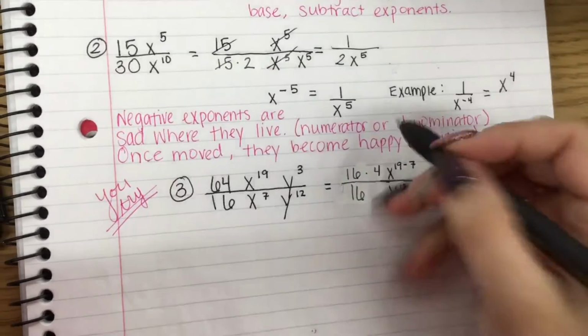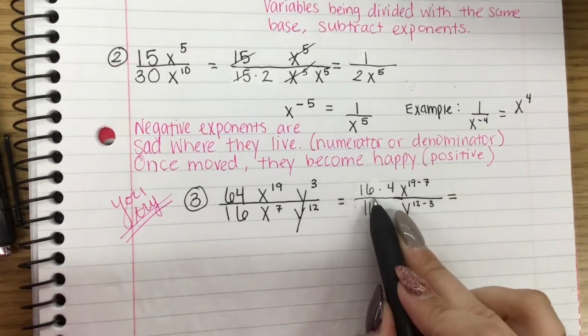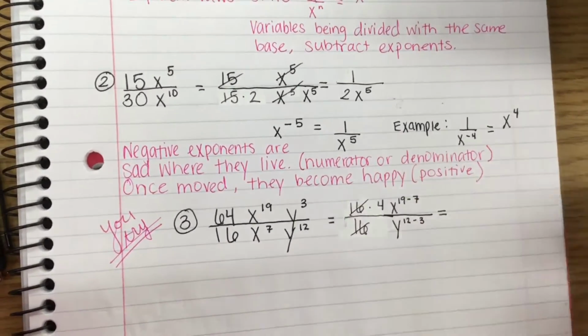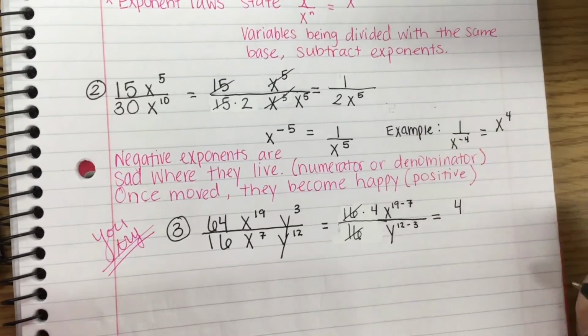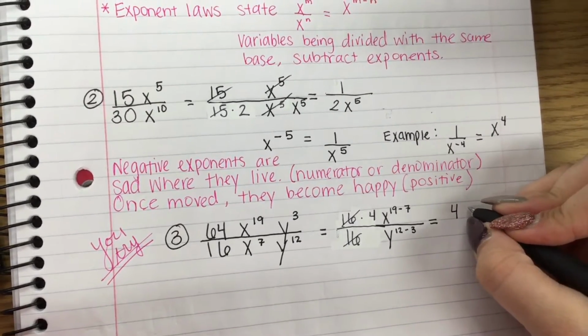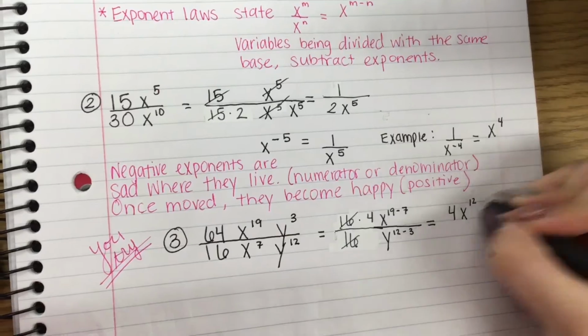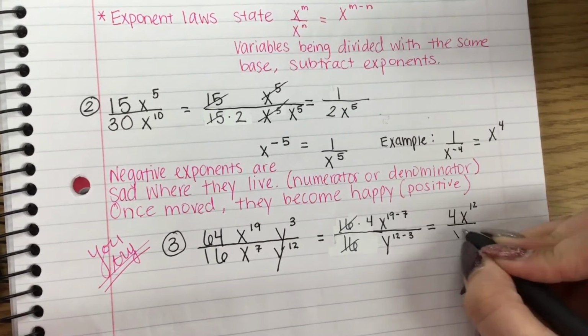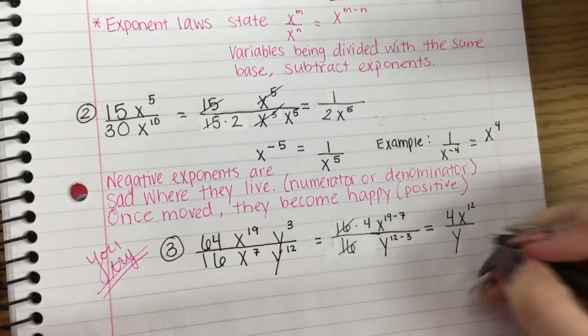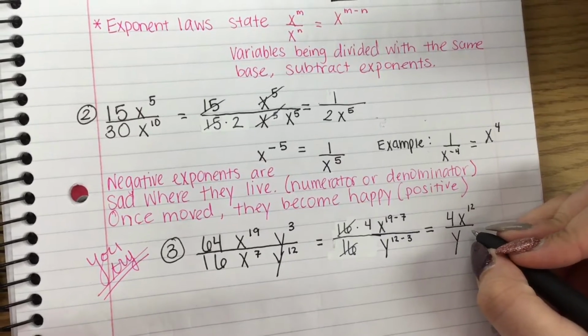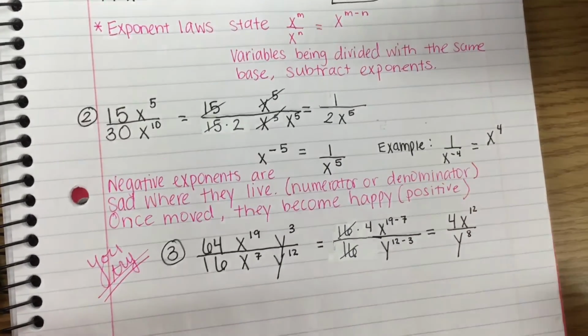So notice this setup here. I split up that 64 into 16 times 4. And then notice how I wrote x to the 19 minus 7 in the numerator. And I wrote y to the 12 minus 3 in the denominator. That is no coincidence. That is because you would leave your answer for x in the numerator because you have 19 x's at the top.